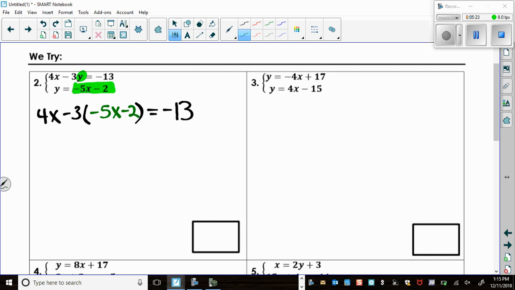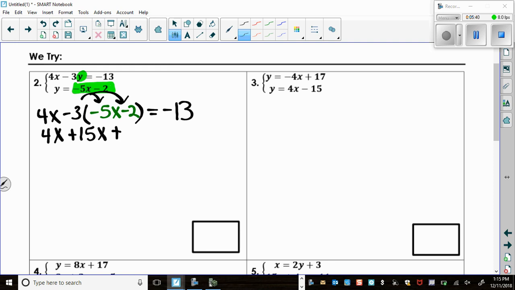So I'm here, and all you have to do is solve this multi-step equation. This is why we learned it. We learned solving at the beginning of the year. So I'm going to use the distributive property.